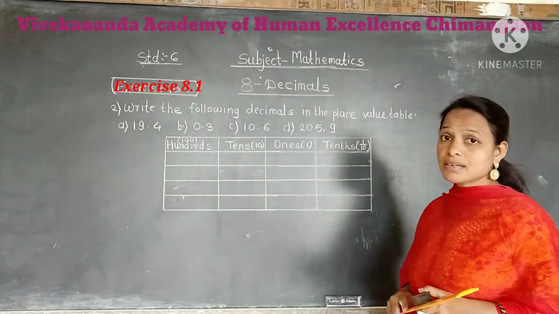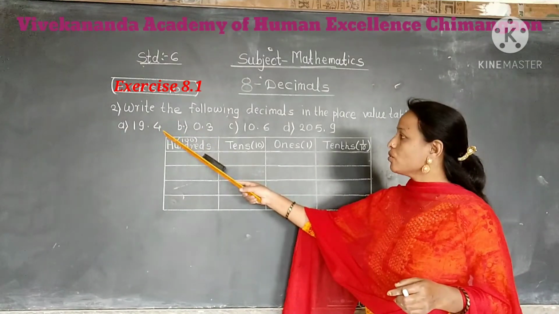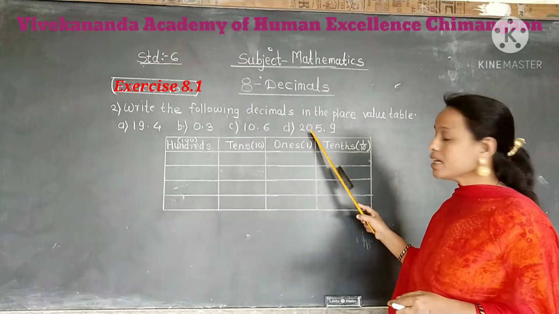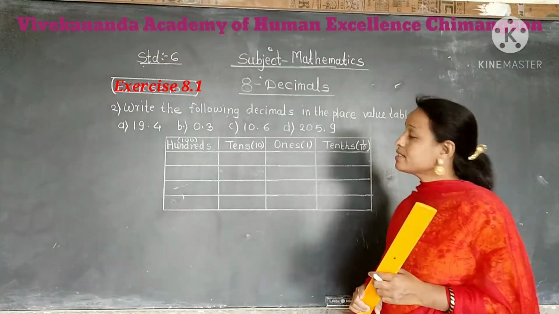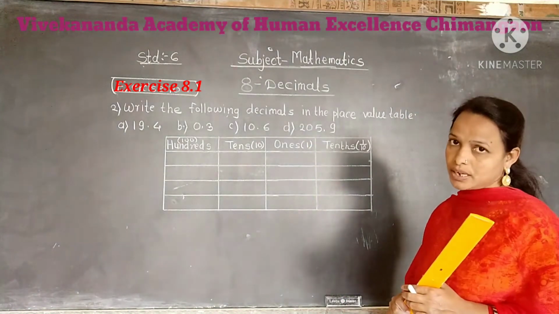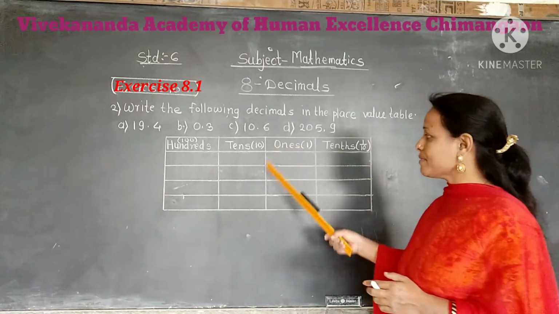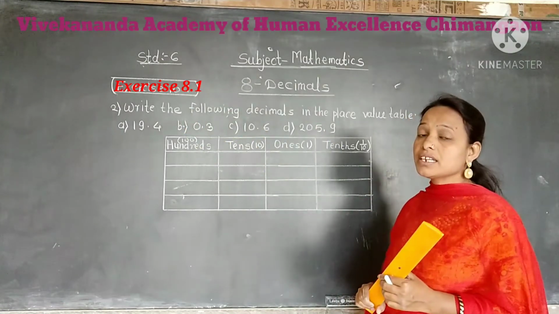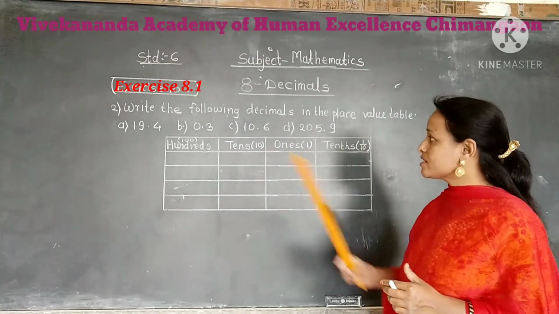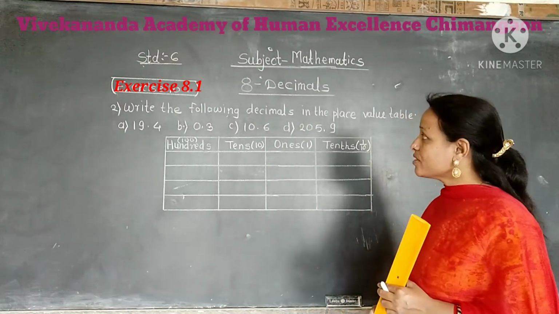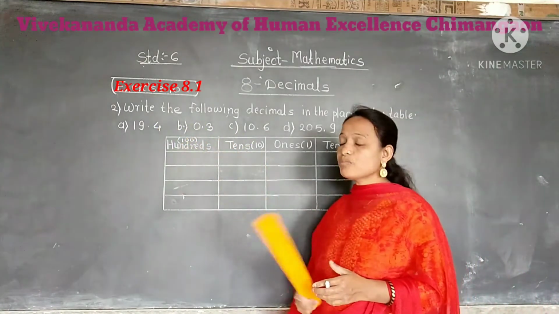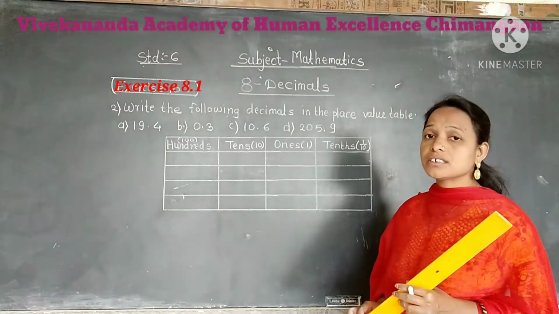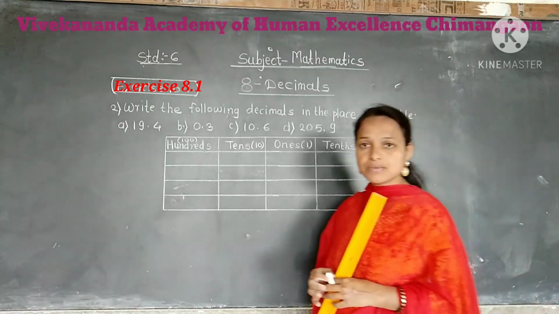Second question, write the following decimals in the place value table. Now see students, here examples are given: 19.4, 0.3, 10.6 and 205.9. So we have to write these decimals in the place value table. Let's make a common place value table to assign the digits of the given numbers to the appropriate place values. The first decimal number is 19.4.